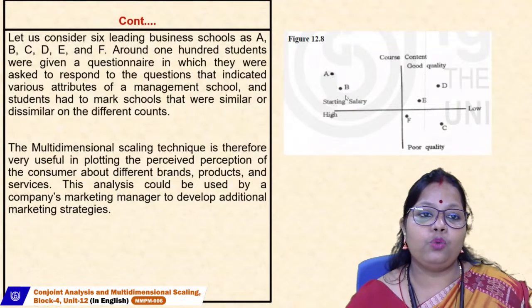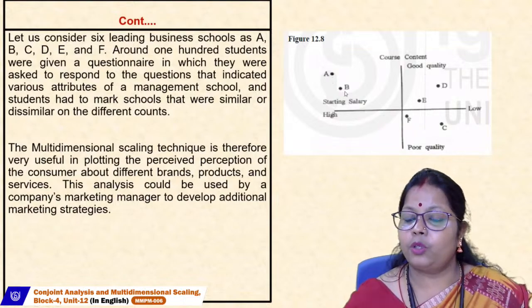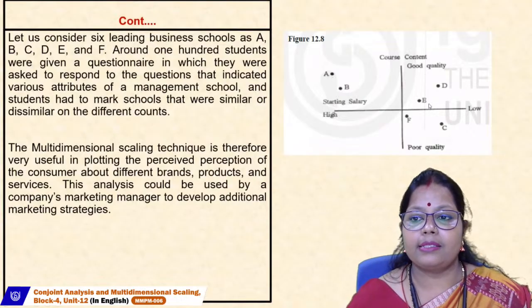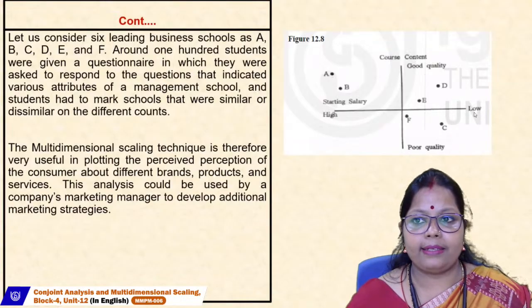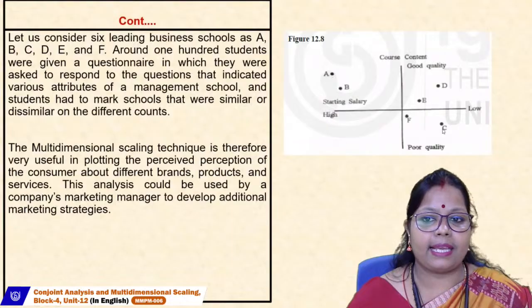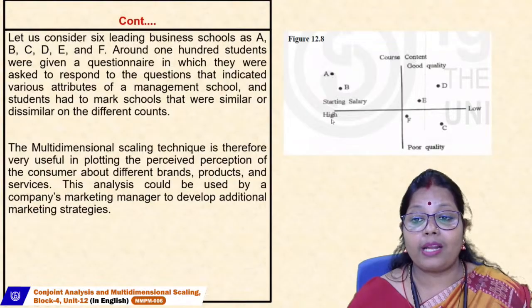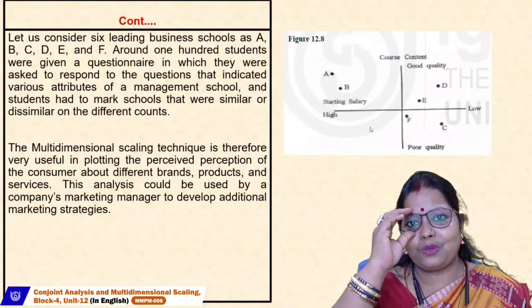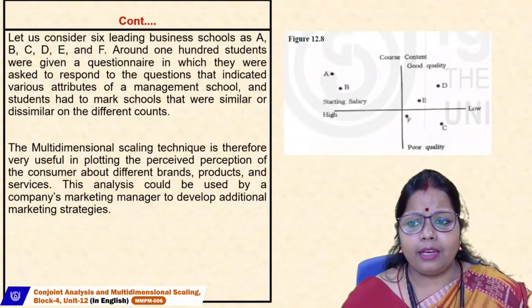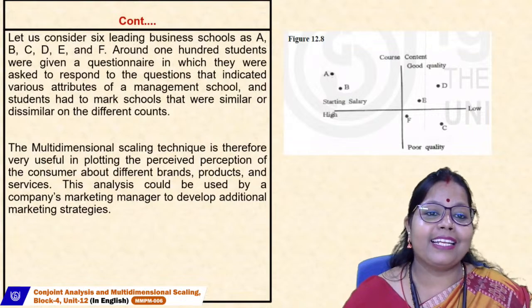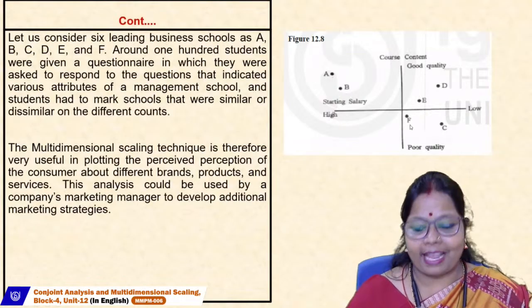So in that way, we can see here course content good and high salary, we have only two B schools, that is A and B. For good quality and low salary, we see E and D. And for poor quality, low salary, we can see F and C. For poor quality and high starting salary, actually there is no possibility that the quality of course content will be very poor and they are getting a high salary. So it is not possible. That is why this quadrant remains vacant over here.